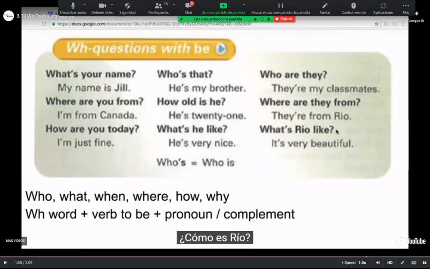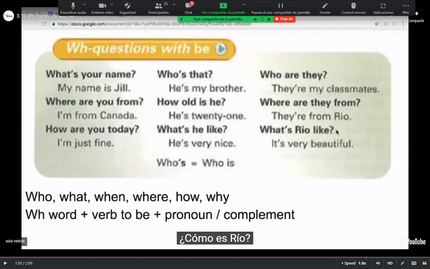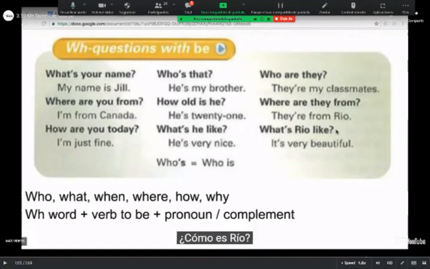Perdóneme, otra vez. Si fueran ellas, ¿cómo se diría? Siempre: they are. La ventaja de inglés es que es el mismo masculino o femenino, ¿verdad? Siempre okay. Vamos a decir el mismo subject. Ok, example. Next question.